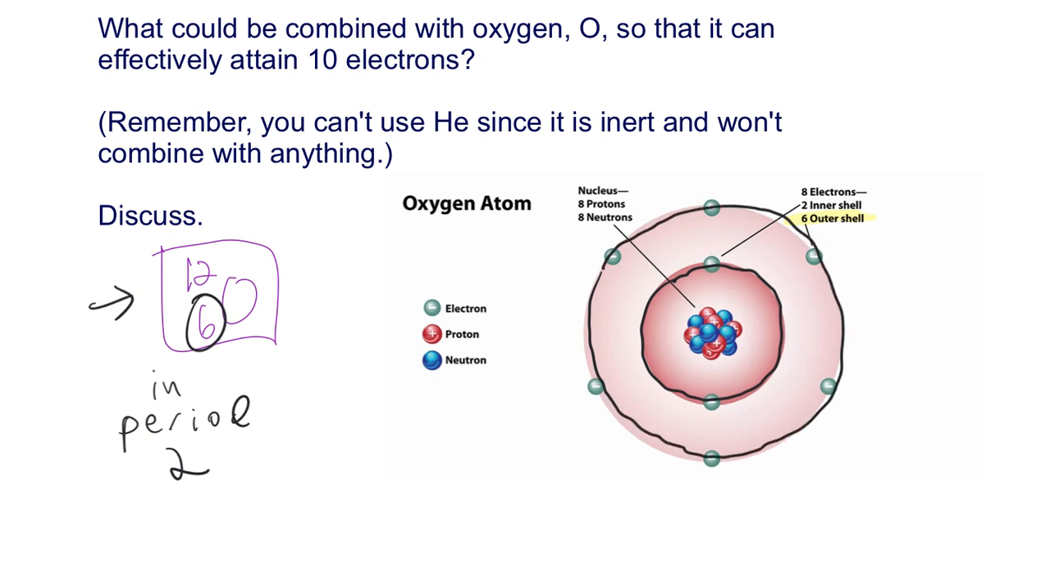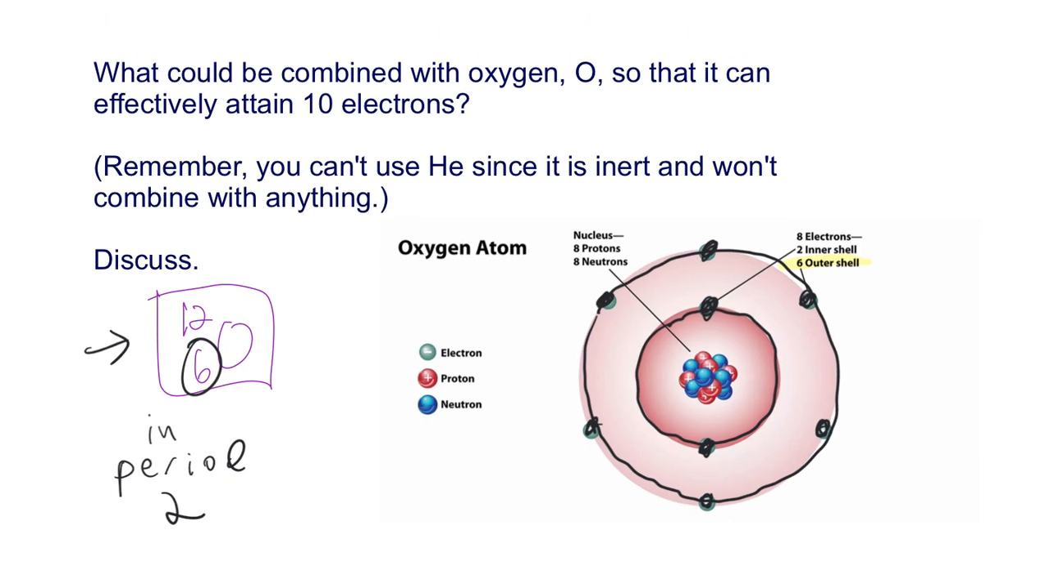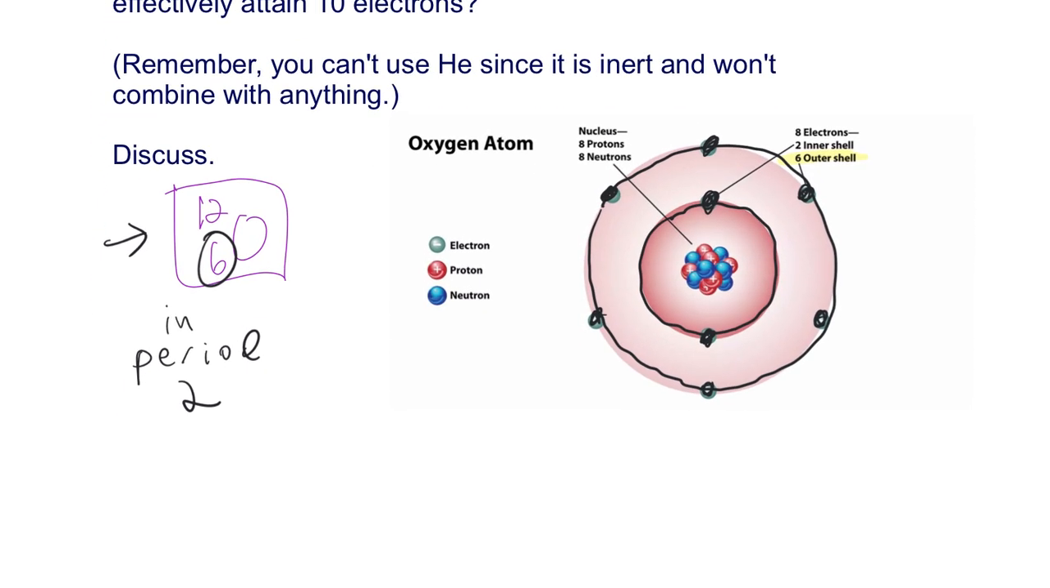And so let's count them. 1, 2, and then 1, 2, 3, 4, 5, 6. Is oxygen stable? No, it's not stable because it does not have a filled outer shell.